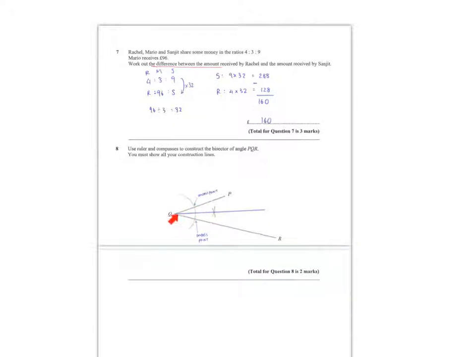If I now draw a line between the intersection point of the lines PQ and QR and where my arcs intersect, I will have created a perfect angle bisector.